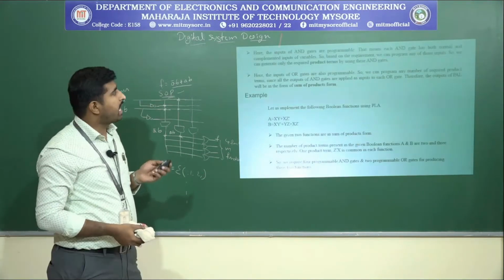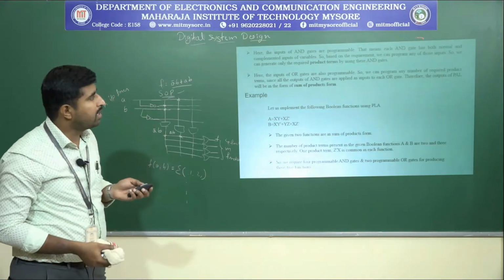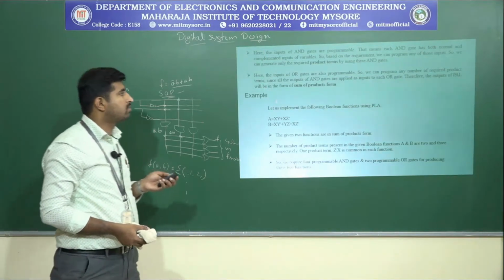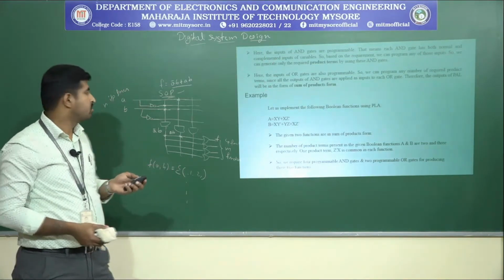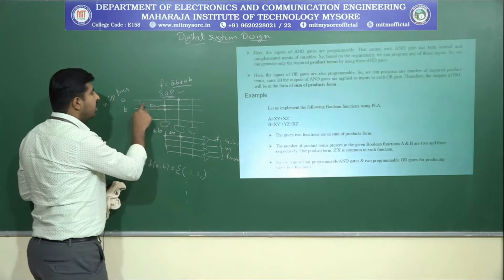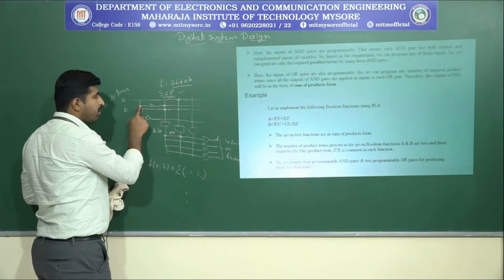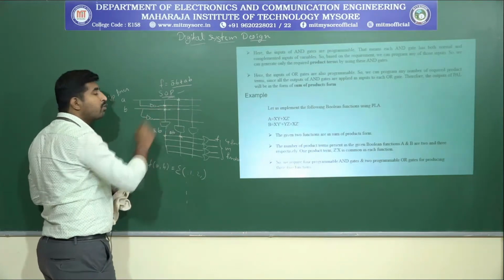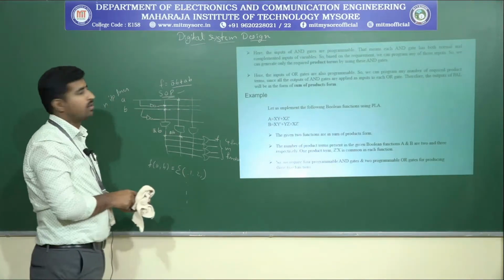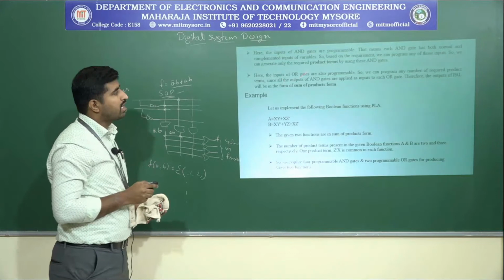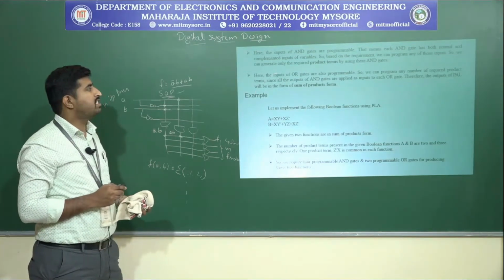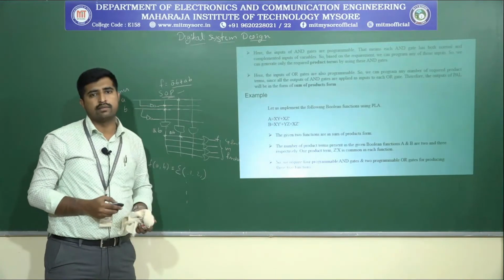Here the AND gate inputs are programmable. That means the AND gates have both the normal and the complement forms of the input variables available. Whichever we want, according to that we make the connection. So based on the requirement, we can program any of those inputs and generate the required product terms.